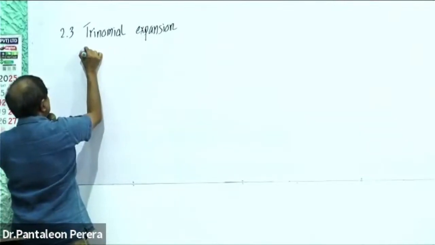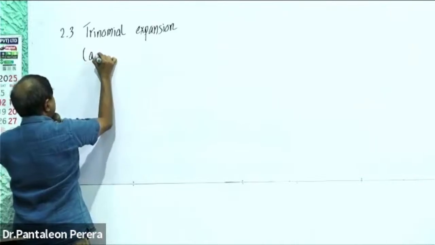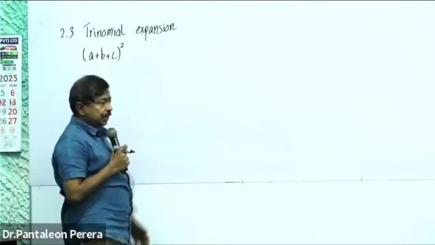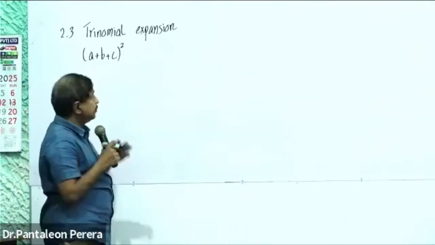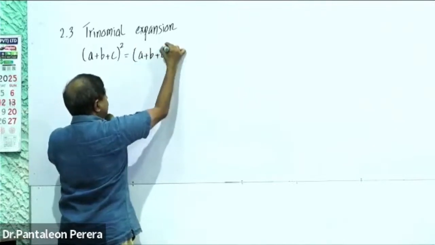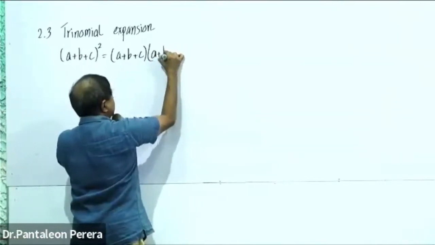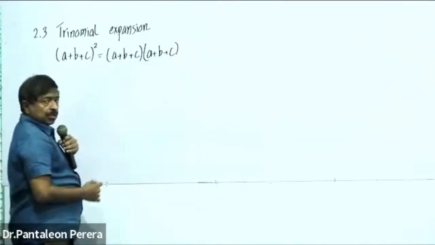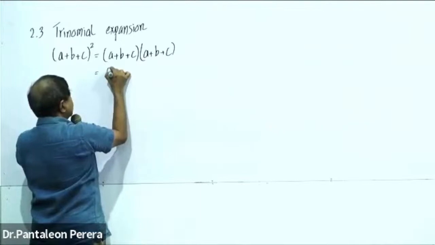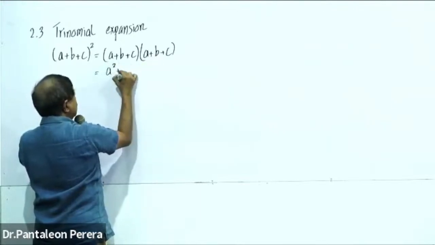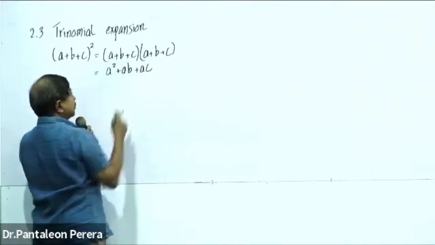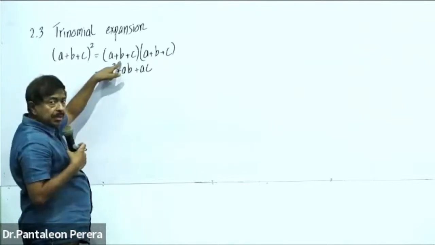Here we consider a plus b plus c quantity squared. We don't have to go beyond that. We can just stay with square. So you can expand it like this: a plus b plus c times a plus b plus c. First you multiply everything by a. So you have a squared, then ab, finally ac. Then you have to multiply everything by b.